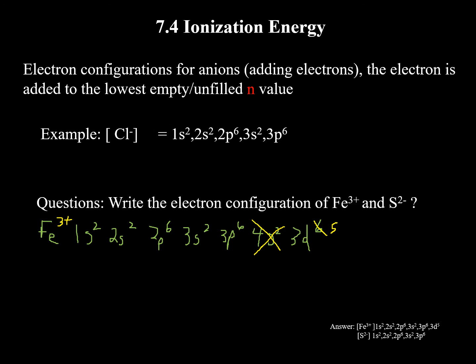In the case for S2-, normally, for S, it would be 1s2, 2s2, 2p6, 3s2, 3p4, and when we add two electrons, because it's 2-, we add two electrons, this will become 3p6.